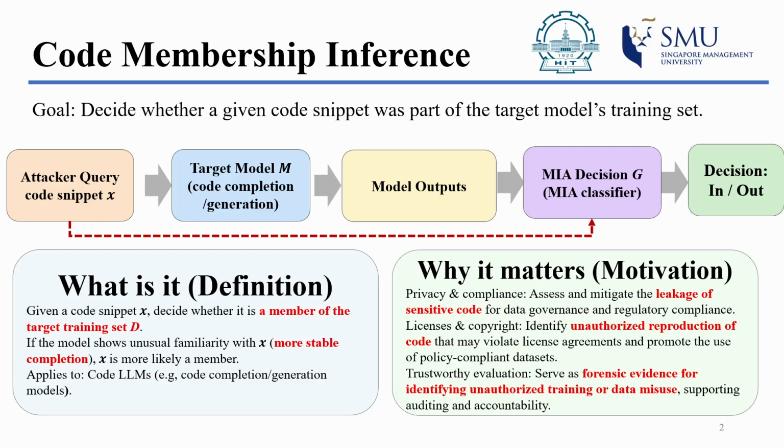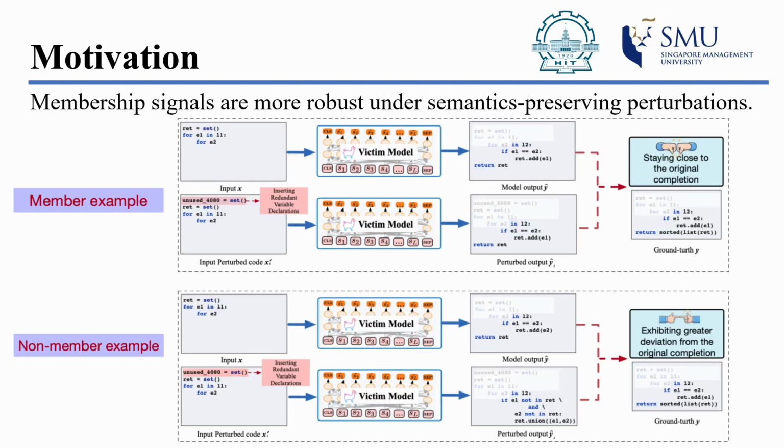In code completion settings, we observe that models often produce more stable outputs for members. Here is a motivating example to intuitively describe this phenomenon.